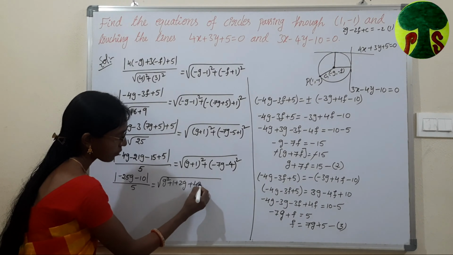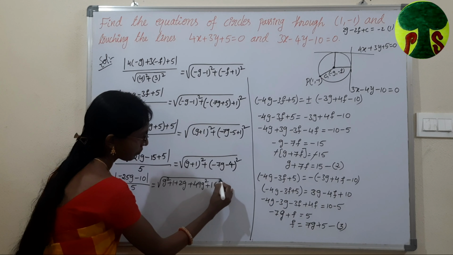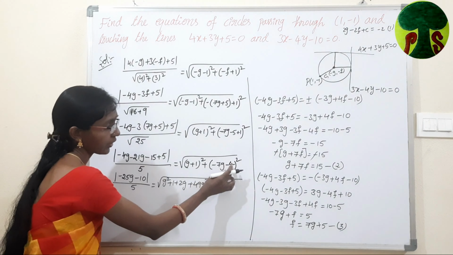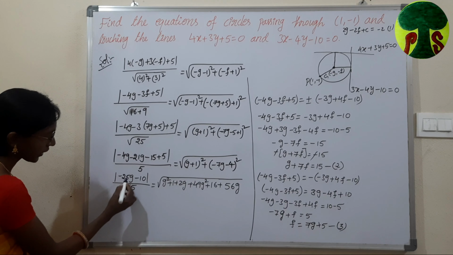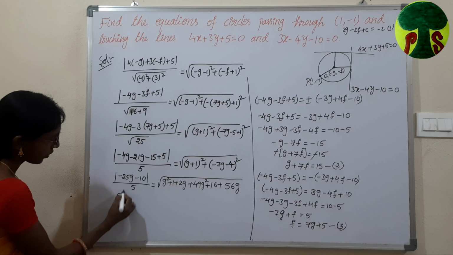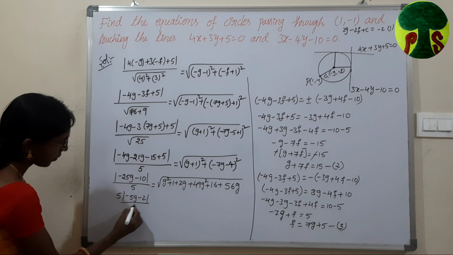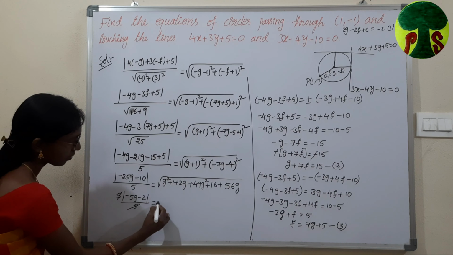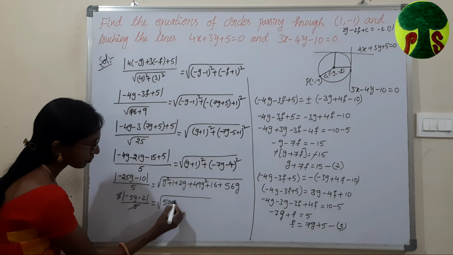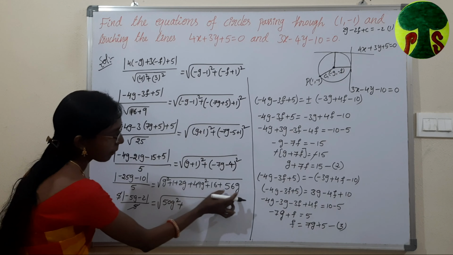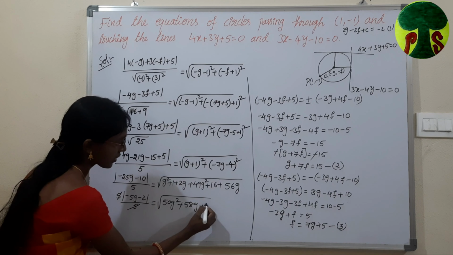Again we have to apply the (a plus b) whole square formula. So 7g square means 49g square, plus 4 square means 16, plus 2 into 7 is 14, 14 into 4 means 56, we will get 56g. So here taking 5 common in the numerator, for taking 5 common in the modulus we will get minus 5g and minus 2 divided by 5. This 5 gets cancelled, is equal to square root of g square plus 49g square means 50g square plus 2g plus 56g, 58g, plus 16 plus 1 is plus 17.